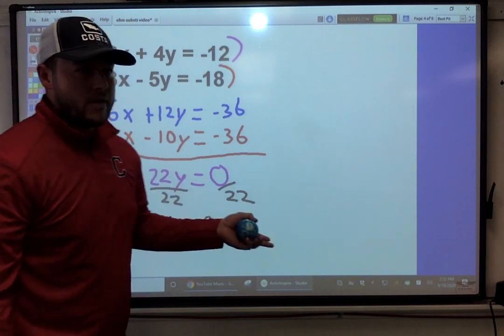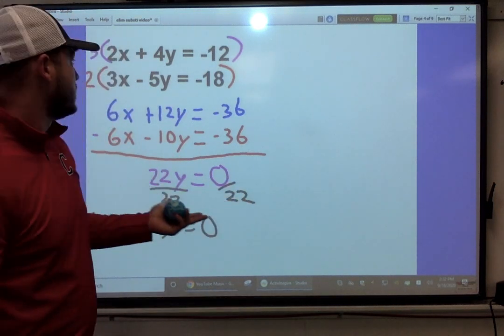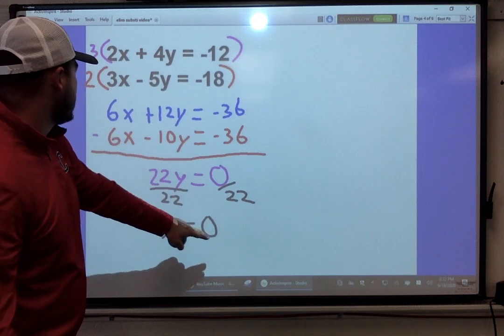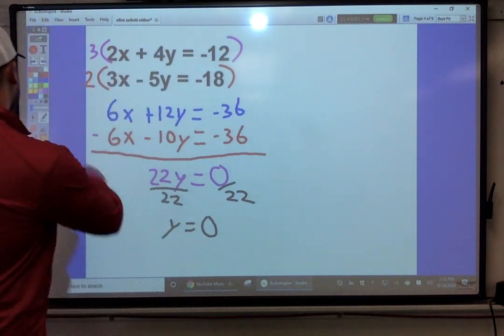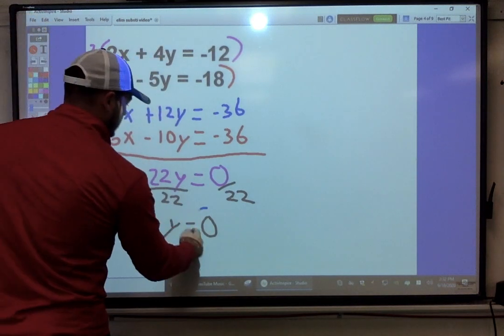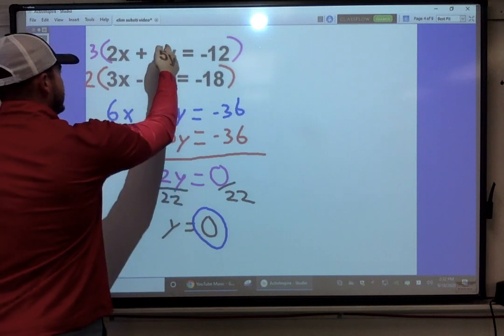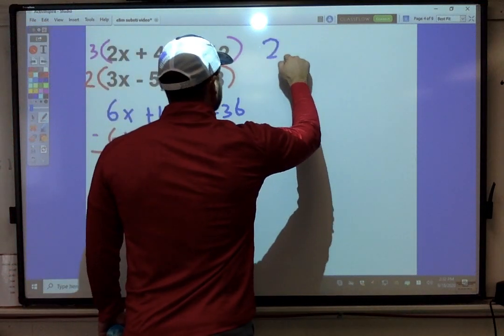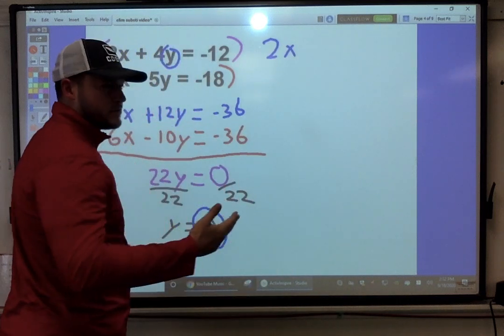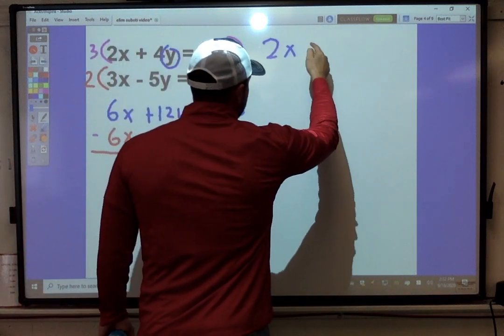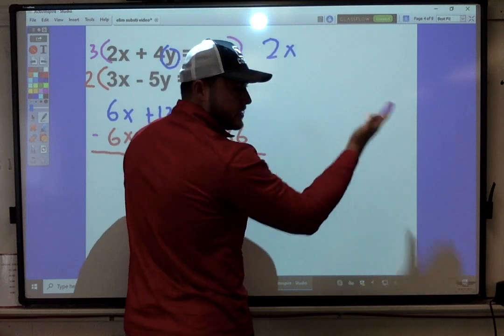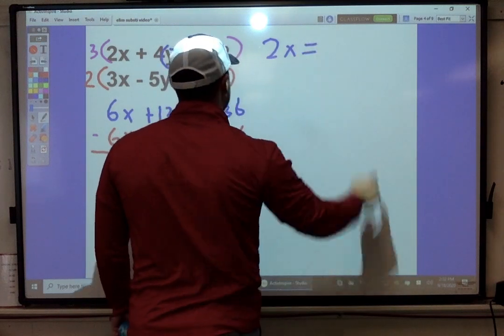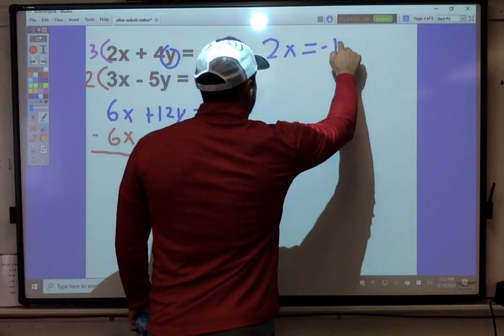Now when you get 0, it makes finding x a little bit easier, right? So let's plug in 0 in for y. I'm going to use the top equation. So I'm going to plug in 0 in for this y, right? So that becomes 2x. Obviously, when we do 4 times 0, we're going to get 0. If you want to write 0, you can, but we're not going to. Plus 0. So we'll just go ahead and write our equal sign. And it's equal to negative 12.